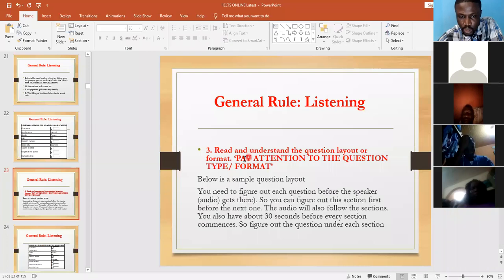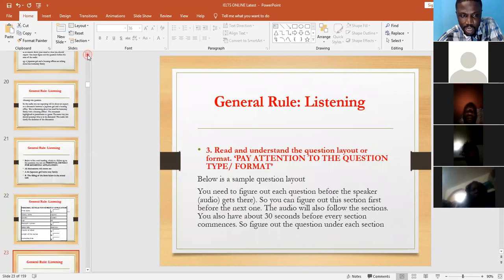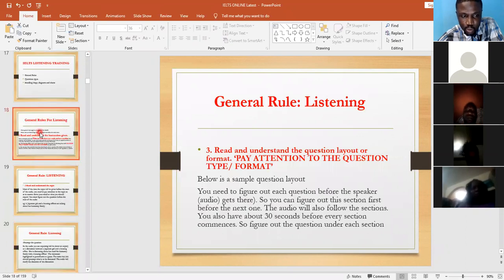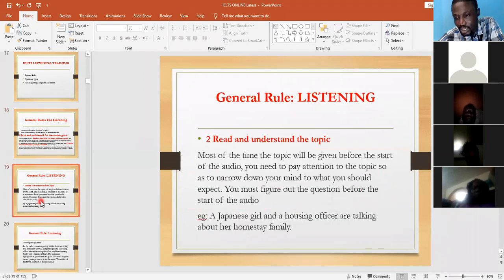If I'm too fast, I will come back. It's like I'm moving fast for those who want to write. The first one: read and understand the instruction given. The number 2 is you need to read and understand the topic.